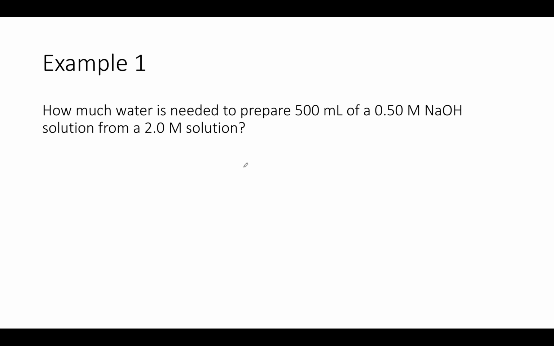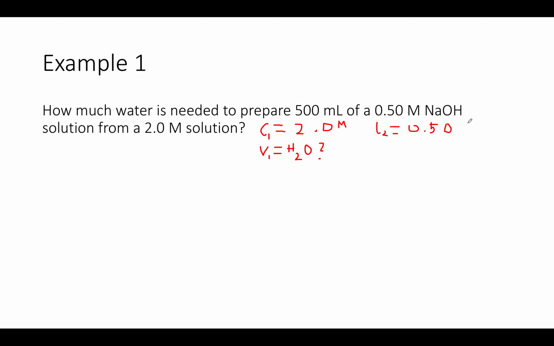How much water is needed to prepare 500 milliliters of a 0.5 molar sodium hydroxide solution from a 2 molar solution? Okay, so let's see what we're given. We're given the concentration of our first solution, that would be 2 molar. This is our original solution. We don't know the volume of the first solution. We're looking for the volume of water. So that's what's contained in the stock solution. We don't know that. We know the concentration of the resulting solution is 0.5 molar.